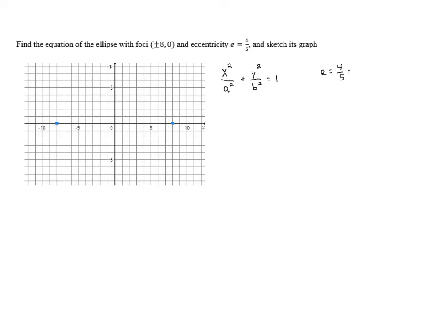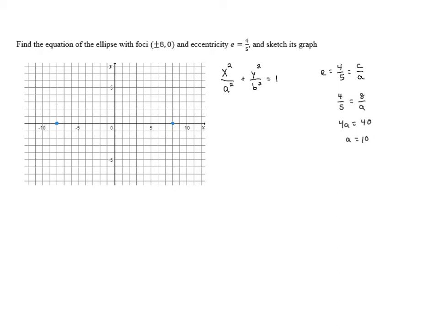But remember that the eccentricity is the ratio of c to a. So we have 4/5 equals c over a. And because the foci are 8 units away from the center, that means that the value of c is 8. So this proportion becomes 4/5 equals 8 over a. We can solve this by cross-multiplying. 4 times a equals 5 times 8, which is 40. We divide both sides by 4 to get a equals 10.